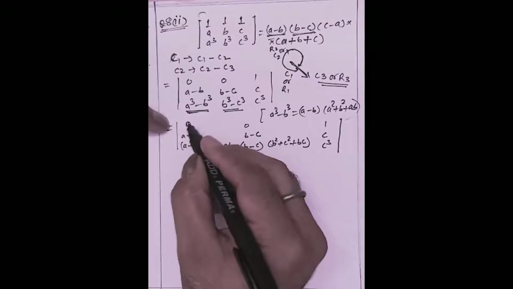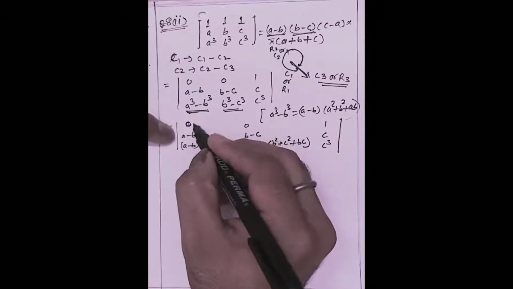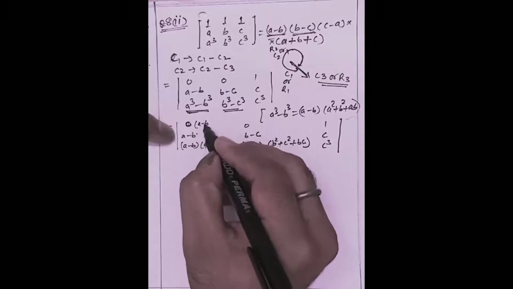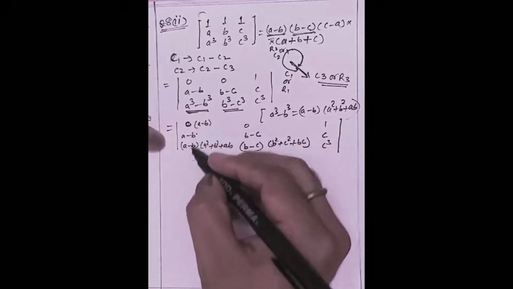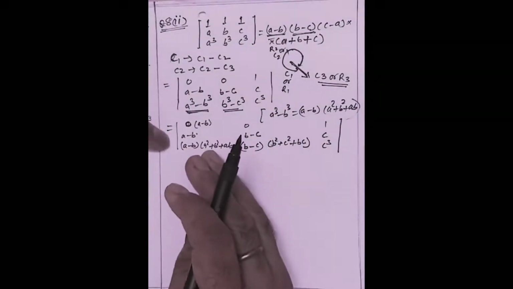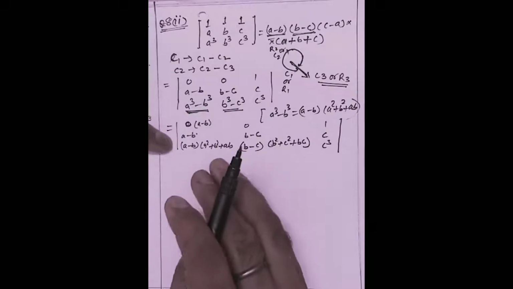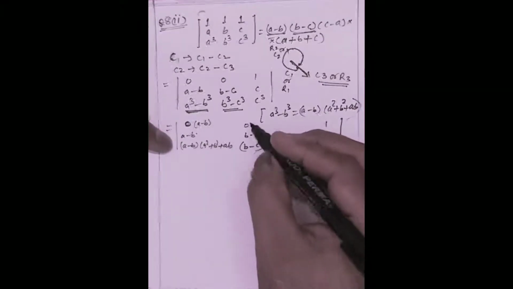Now look at here, this is 0, so no issue at all. So A minus B, A minus B. So you can consider here also 0 into A minus B. So what I want to say is that we are going to take A minus B common from C1. You can take common only when the factor is available in all the elements.